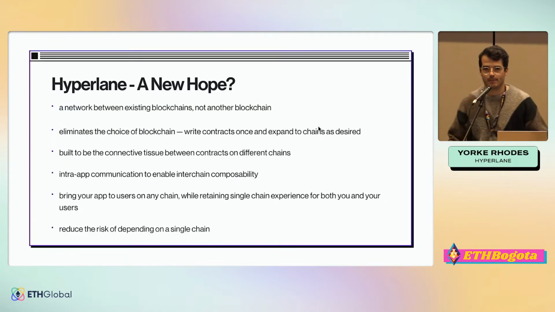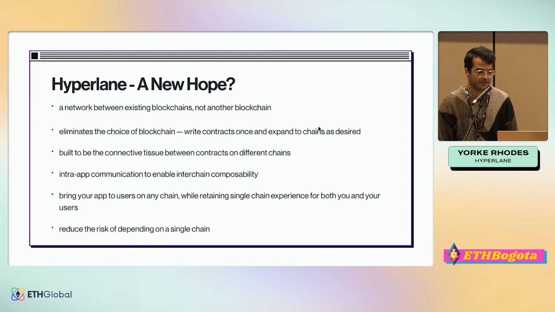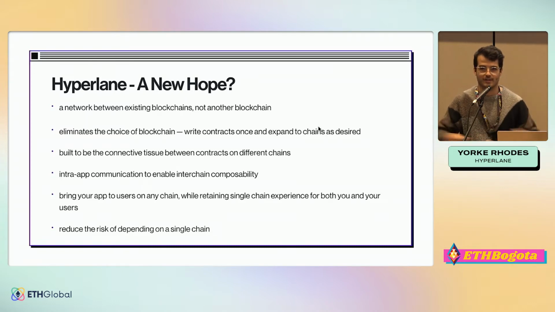So this is where Hyperlane comes in. Hyperlane is a network that exists between blockchains, so it's not another blockchain. You don't have to choose Hyperlane. You can just use Hyperlane tooling to deploy everywhere. And it eliminates this choice.